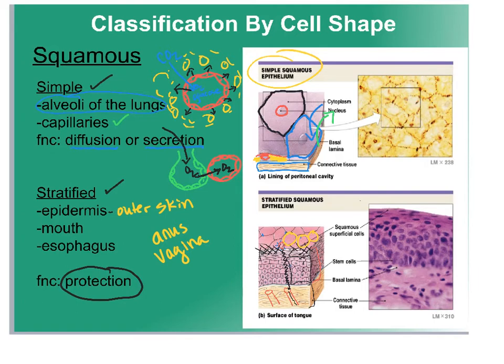So this is our body's protective barrier. Now I say that stratified squamous functions in protection, but even stratified cuboidal or stratified columnar are going to have a protective function as well. It's not just stratified squamous. Just want to make that clear.